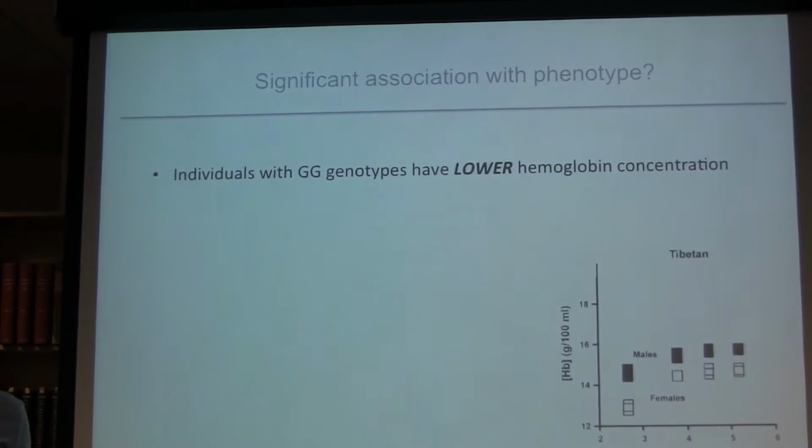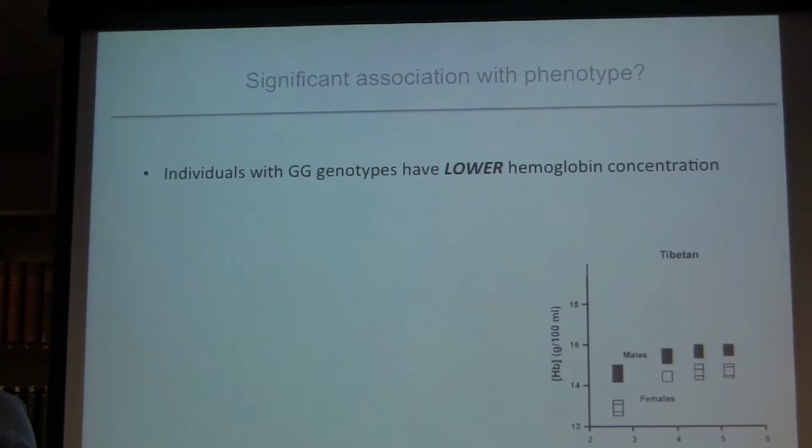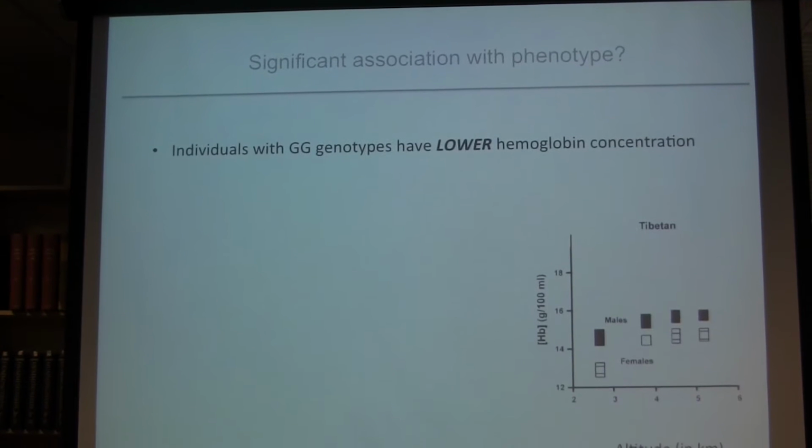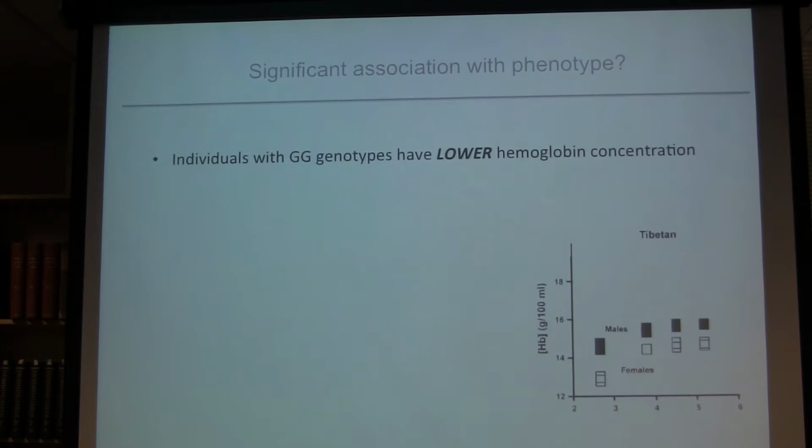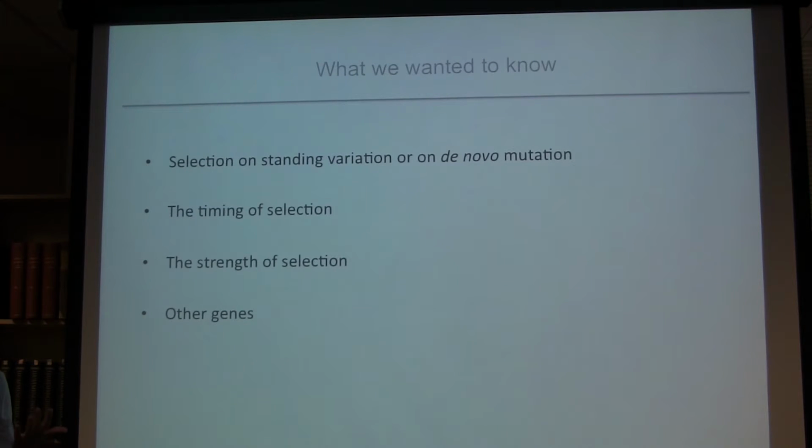And actually that makes sense from what I told you earlier, that Tibetans don't actually increase hemoglobin concentration. And so after the end of the study we had more questions. Well, we wanted to know whether we could actually estimate the timing and the strength of selection. The reason for that is that we had EPAS1 and then we had these other genes, and we wanted to know what was the series of evolutionary events that took place. Were the genes selected at the same time, or were they selected at different times?